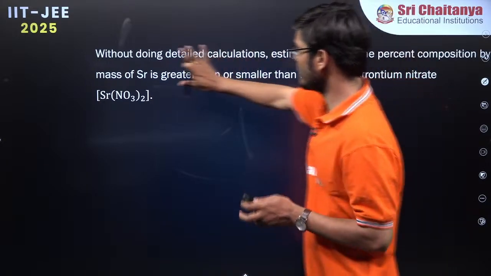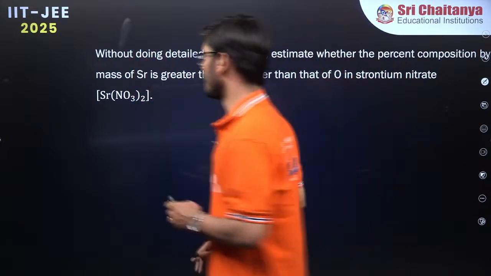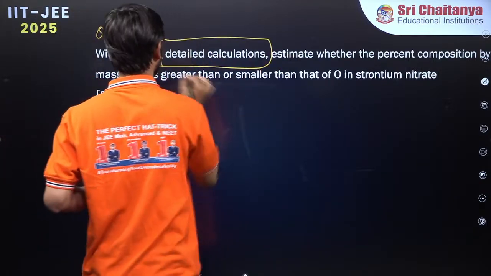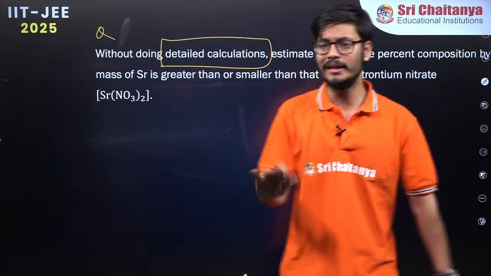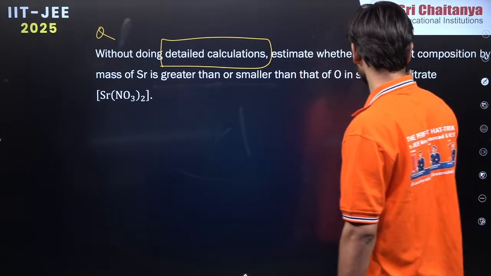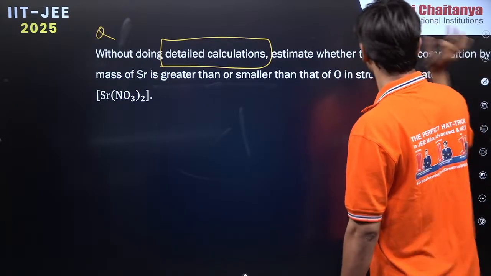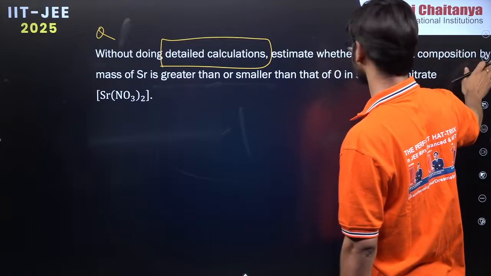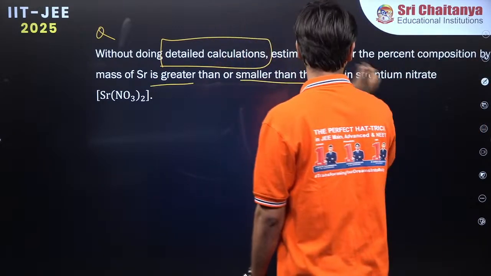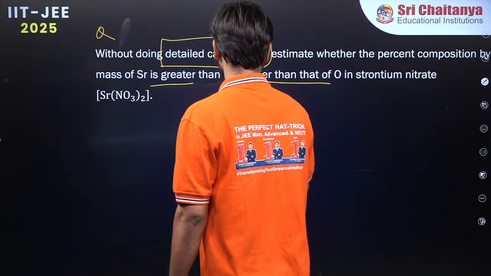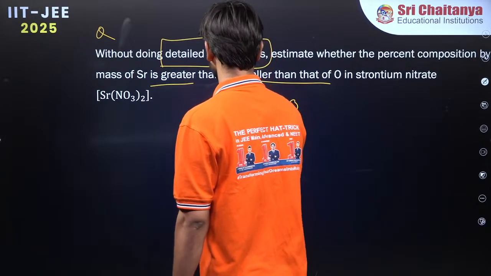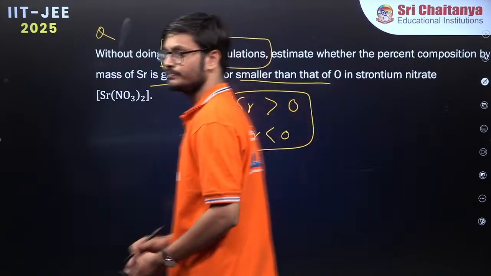Okay, so this is a problem we are having. Please listen carefully. Without doing detailed calculation, so you should not use calculator, you should not do any calculation, okay? Without doing a detailed calculation, estimate whether the percentage composition by mass of strontium is greater than or smaller than that of oxygen. So it is asking whether strontium's percentage mass is more or oxygen's percentage mass is more in the given problem.